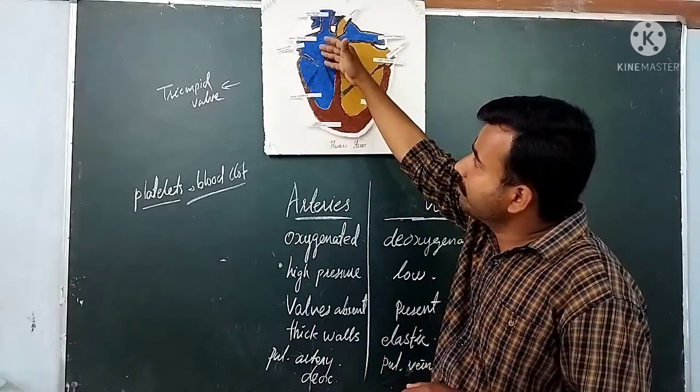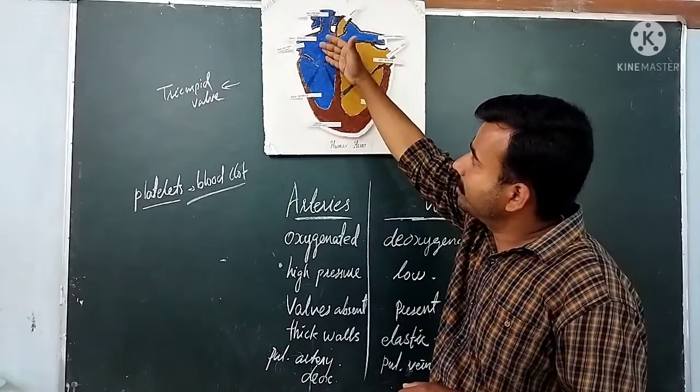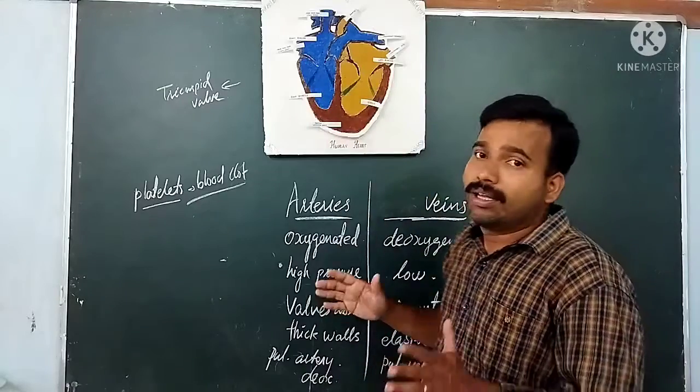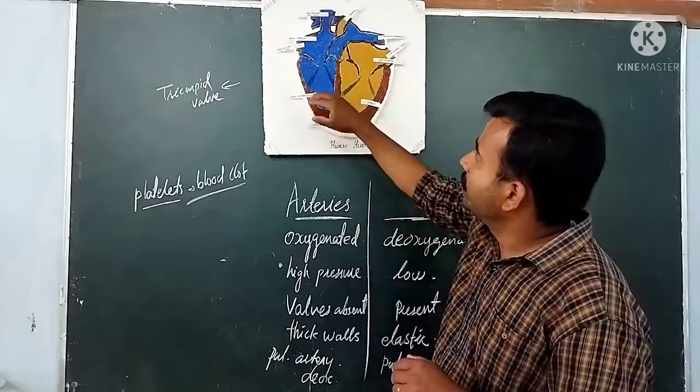Then from the right atrium, the blood flows to the right ventricle. And from the right ventricle, when it contracts, the blood goes through.